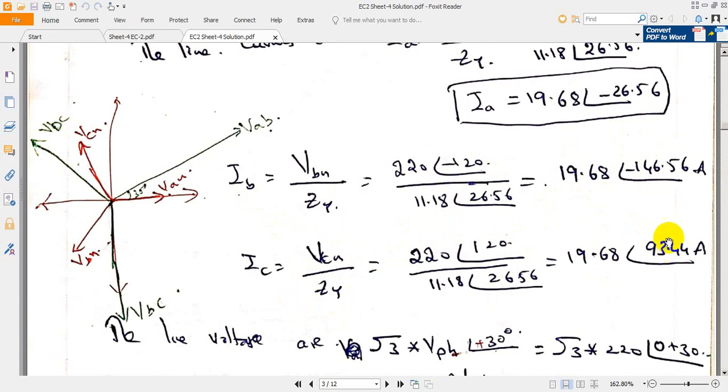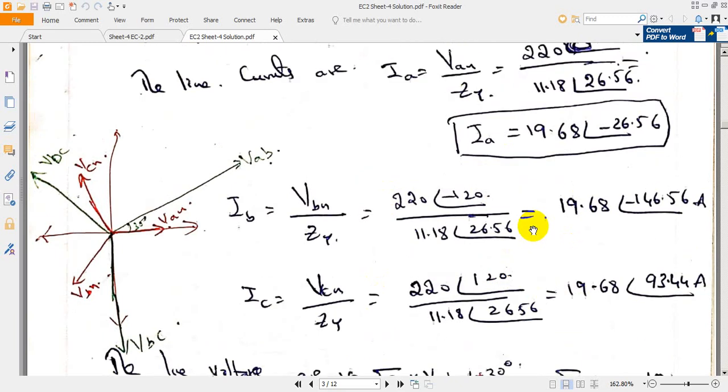If you check the phase difference, it will again be 120. So you can either follow this procedure, or the other way is simply to take this value 19.68 and add minus 120 or plus 120. To calculate IB, just add minus 120 to the phase angle of the IA value. For IC, add plus 120.